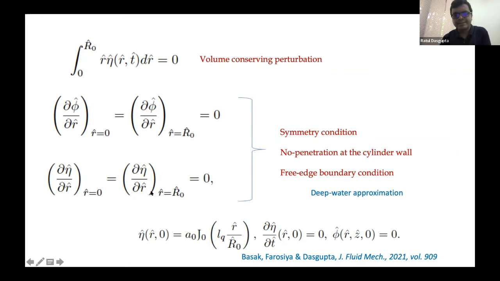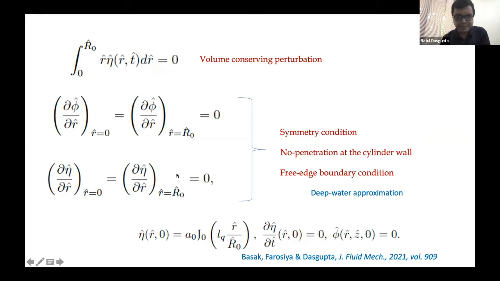And here, this really is a contact line condition. We have really simplified it. We have said that it's a free edge boundary condition. So essentially, the contact line is always constrained to be either a crest or a trough at the cylinder wall. Okay, so this is what it physically implies.